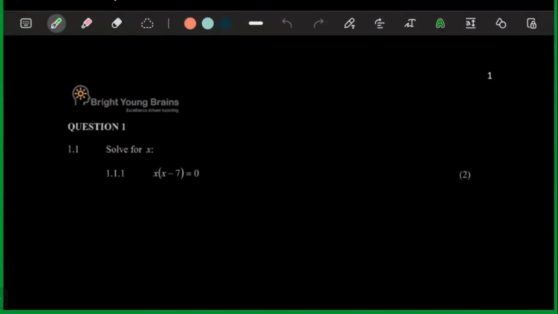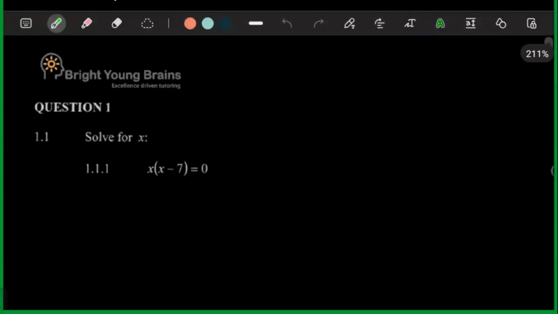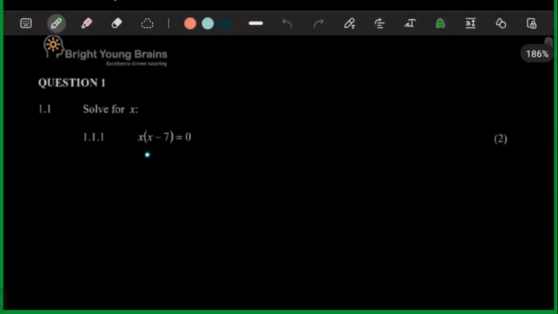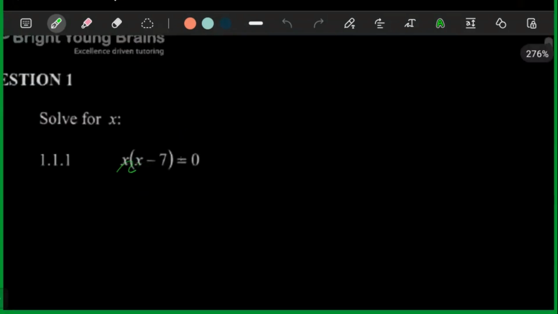So without wasting anyone's time, we're being asked to solve for x here. It's a 2-mark question, simple, straight to the point. Fortunately, this is already factorized. Now, because each of these multiplied together is equal to 0, the idea is you make the first expression equal to 0, and then the second one you also make equal to 0. The reason for that is if this multiplied by that gives you 0, one of them is potentially 0, because anything times 0 gives you 0. So this is our first answer. Our second answer here, we're just going to say x is equal to 7.